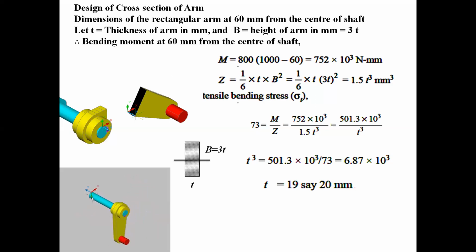So 19 is an odd figure. So we can assume the thickness of the section is 20 mm and the height of the section is 3T, which is equal to 60 mm. By this way, by considering bending stress or bending action on the lever, we can get the thickness T and height of the section as 60 mm.